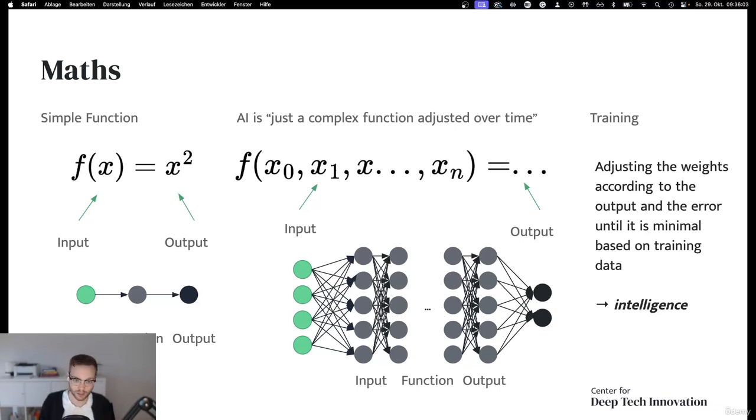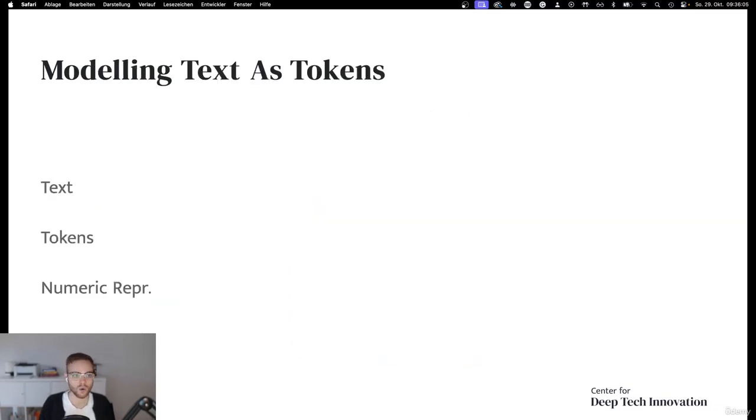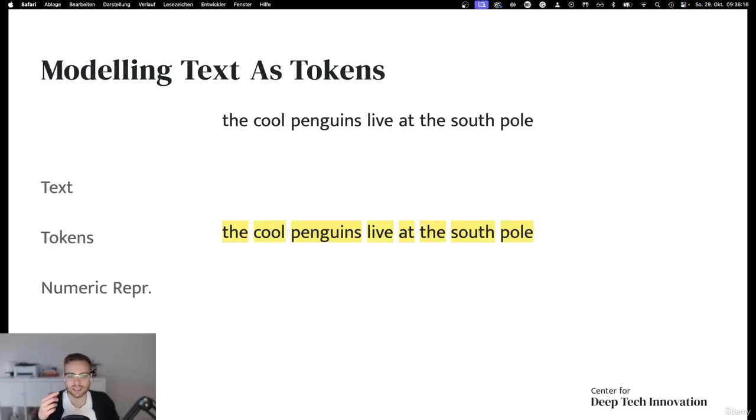So we talked about numbers, we talked about functions. How do we talk about words now? Let's take, for example, this sentence here. The cool penguins live at the South Pole. This text, we can break down into different what we call tokens. And a token is basically a representation of a word as a number, where the same words have the same numbers.